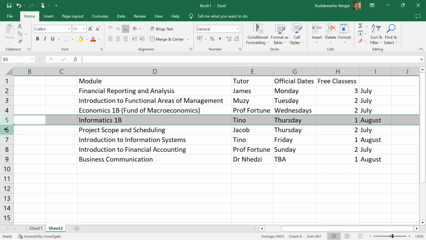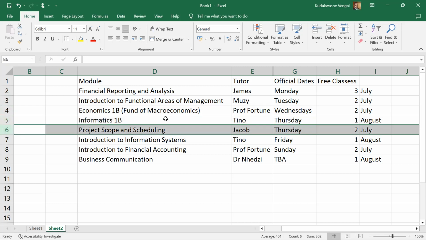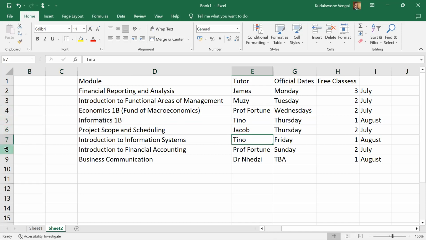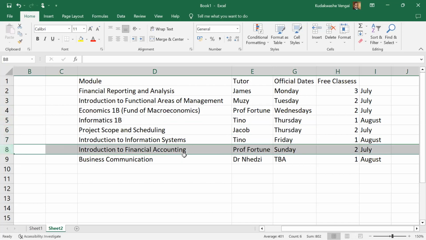Right. Then Informatics 1B, you had Tino last semester, you continue. Then Project Scope and Scheduling, there will be a bit of some calculations in Project Scope and Scheduling. So we're going to change the tutor to Mr. Jacob. I'll introduce him. Then Information Systems, it will be Tino. You did digital transformation with him. And then Professor Fortune will also take you guys through Introduction to Financial Accounting. That is for the accounting students, the ones that are doing the degree in accounting. He will also take you through that one.